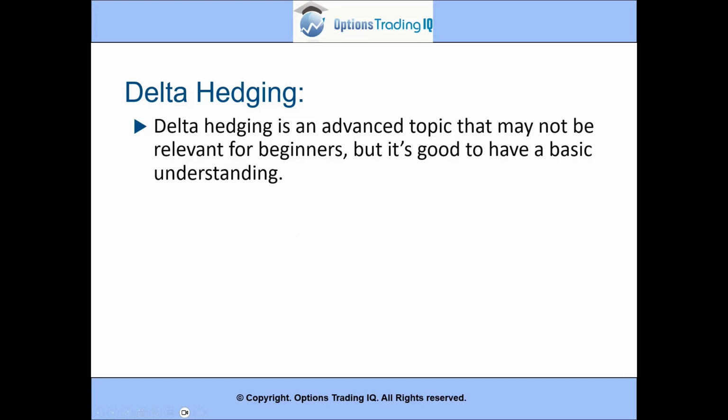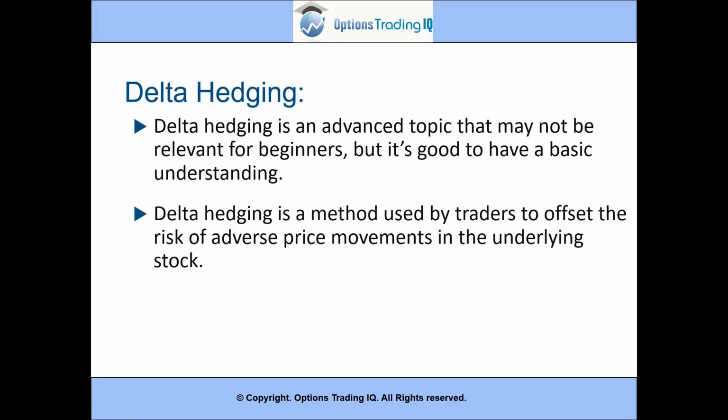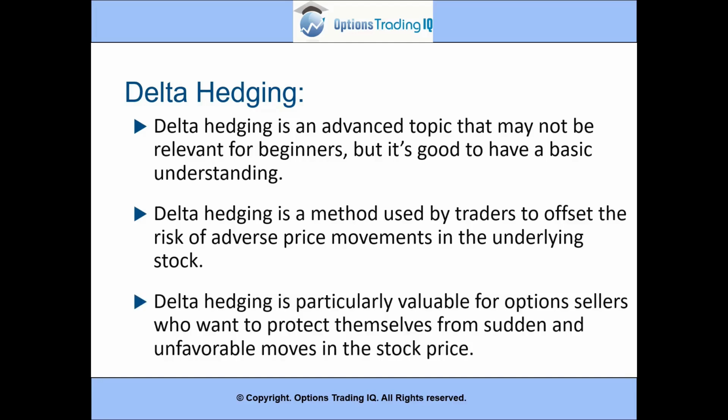Delta hedging is an advanced topic that may not be relevant for beginners, but it's good to have a basic understanding. Delta hedging is a method used by traders to offset the risk of adverse price movements in the underlying stock. Delta hedging is particularly valuable for option sellers who want to protect themselves from sudden and unfavorable moves in the stock price. Let's work through a quick example.